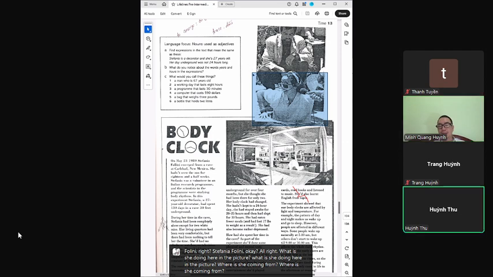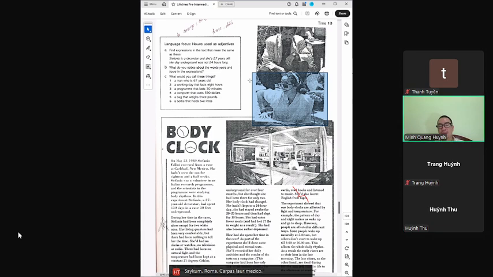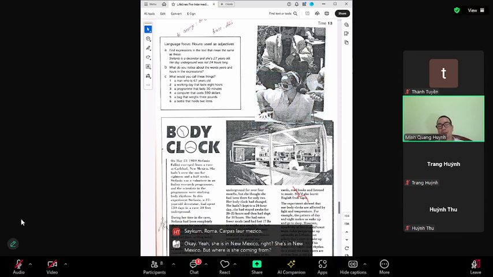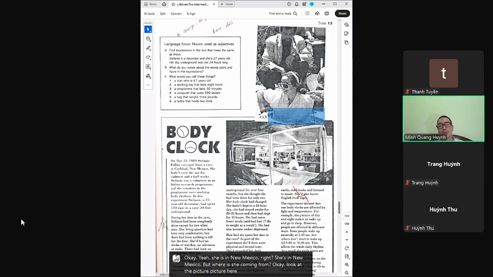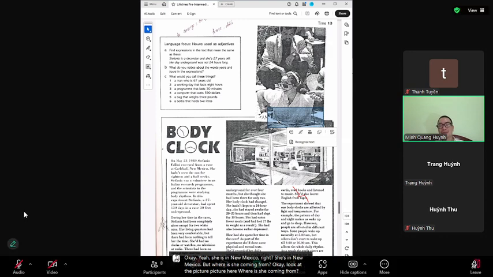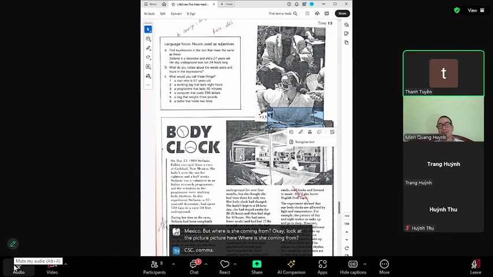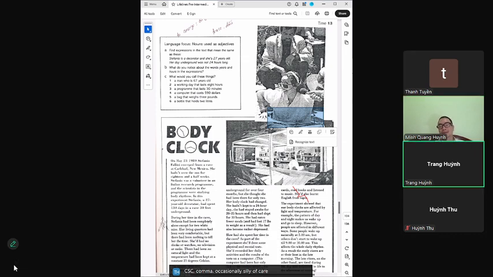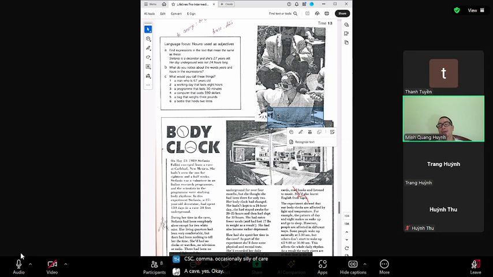She comes from Carpas near Mexico. Okay. Yes, she is in New Mexico, right? But where is she coming from? Okay, look at the picture here. Where is she coming from? A cave, yes. Okay, she is coming from a cave.